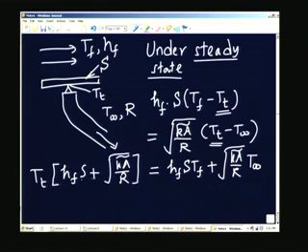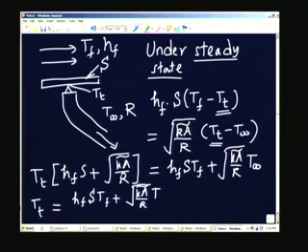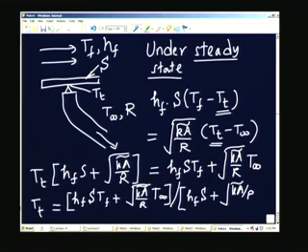Or I can take this to the denominator, and I can therefore write Tt equal to finally Hf into S into Tf plus square root of Ka by R into T infinity, whole divided by Hf into S plus square root of Ka by R.